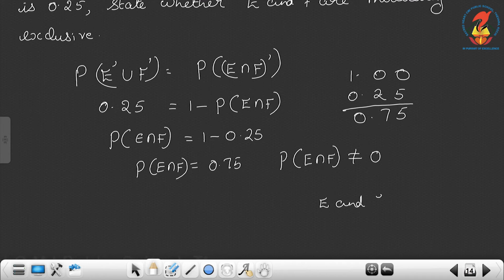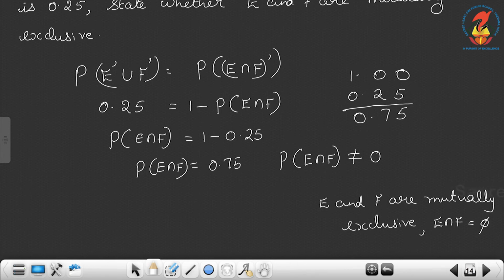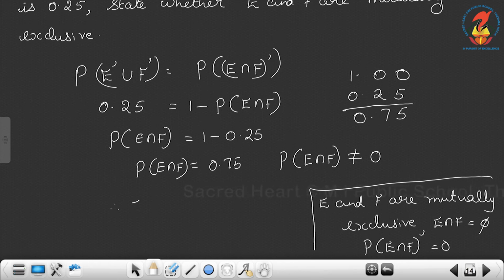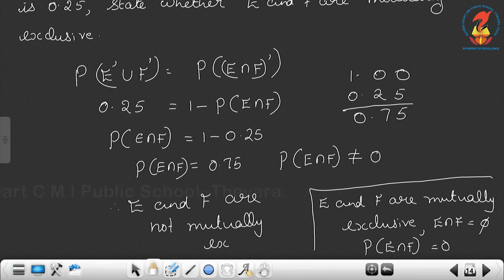E and F are mutually exclusive means E intersection F is equal to the null set. So, the corresponding probability is equal to 0. But here the probability is not 0. So, what can we conclude? Therefore, E and F are not mutually exclusive. Not mutually exclusive. Okay.